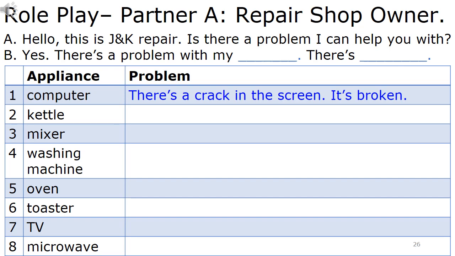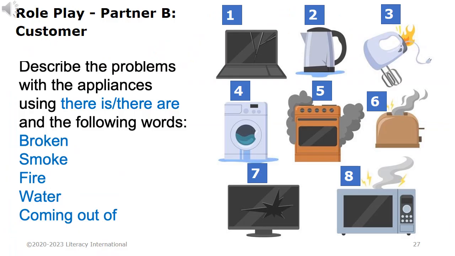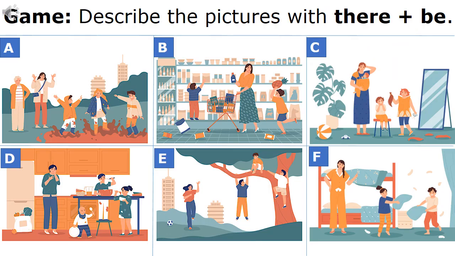8. Microwave. Role play. Partner B, customer. Describe the problems with the appliances using there is, there are, and the following words: broken, smoke, fire, water, coming out of. For example, there's a problem with my computer. There's a crack in the screen. Game. Describe the pictures with there plus be.